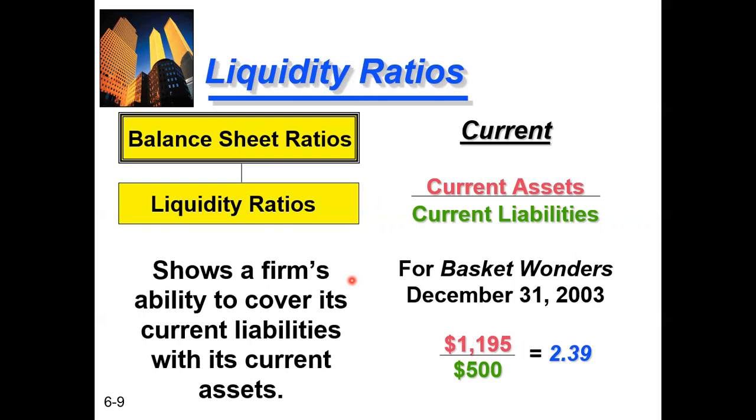So right here for Basket Wonder, you can see that the current assets are 1,195,000, whereas the current liability of that business is $500. So dividing 1,195, we have got our value of 2.39. So what does it mean now? Keep in mind, as I've told you, our main focus is actually interpretation.